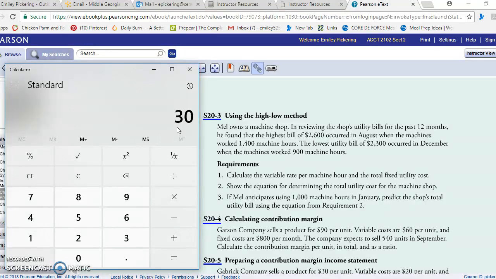So what we want to do is figure out, if our fixed costs are $800 per month and the company expects to sell 540 units in September, what our contribution margin per unit is. We just did that at $30. And in total, if we have a contribution margin per unit of $30 and we expect to sell 540, it's going to be a total of $16,200.